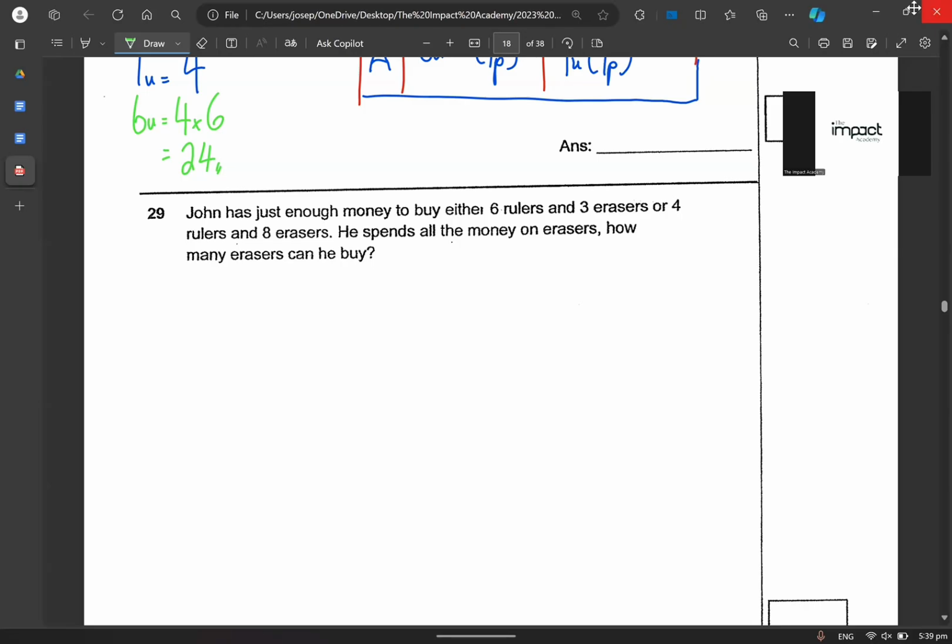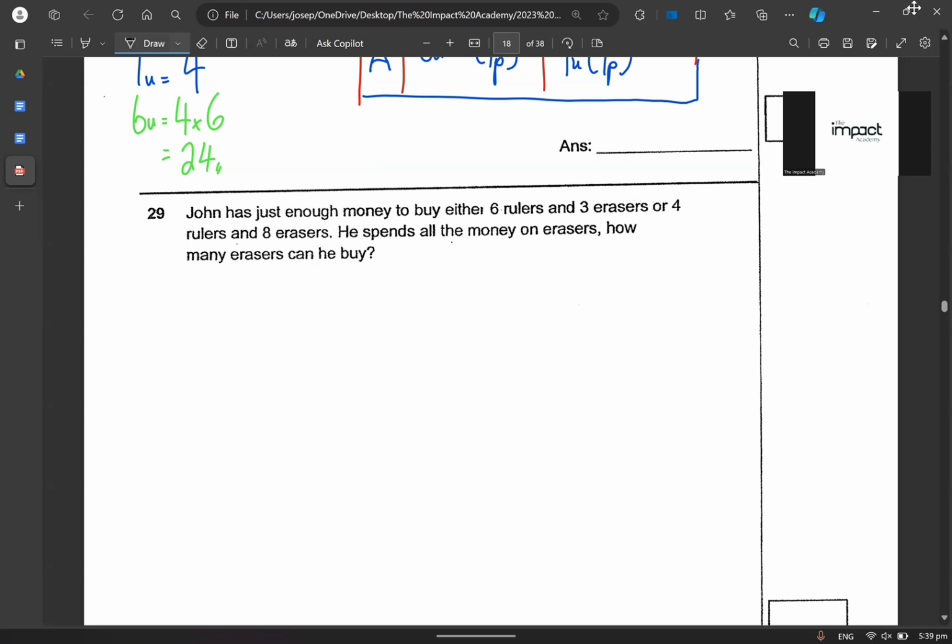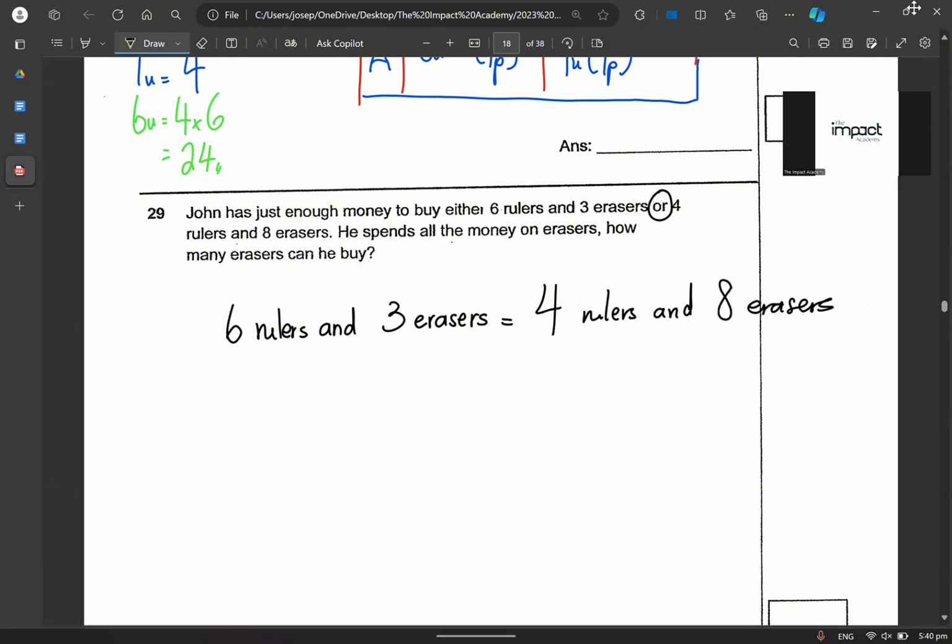This one. Now, John has just enough money, unfortunately, to buy either 6 rulers and 3 erasers. It's actually equal, because they say all, right? So I can either buy 6 rulers and 3 erasers, okay? Or what? 4 rulers and 8 erasers. Am I making sense? So you see this or you don't see this?